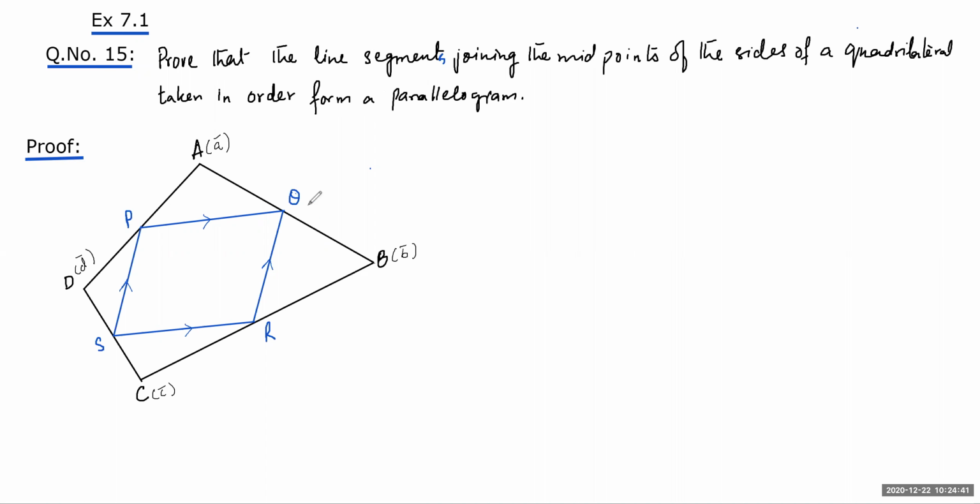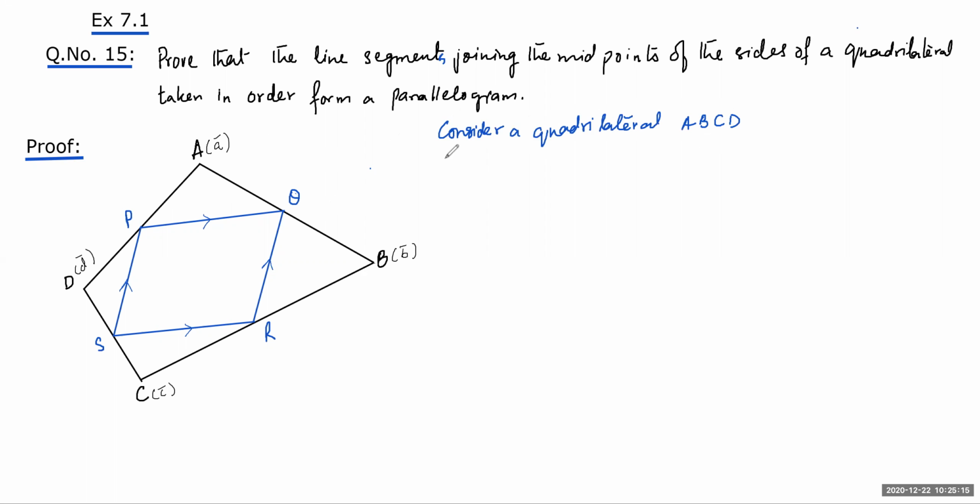We simply consider any random quadrilateral ABCD. The position vector of A is small a, of B is small b, of C is small c, and of D is small d. Let's start writing our proof. Consider a quadrilateral ABCD. Position vectors are all mentioned on the figure.